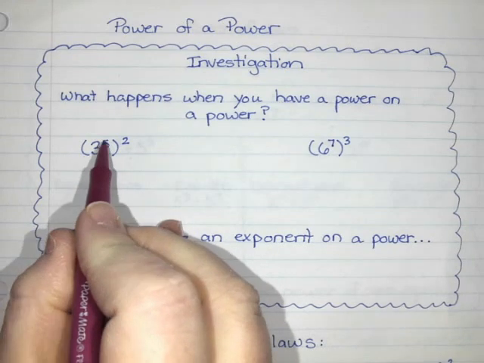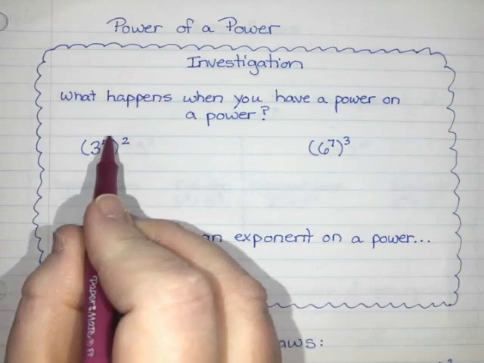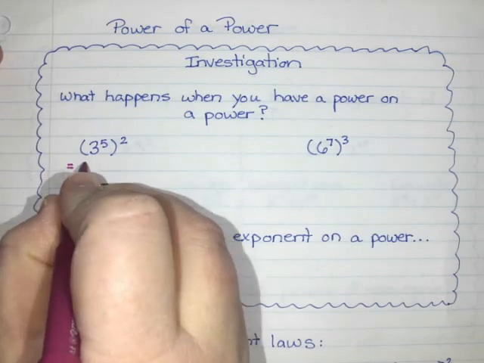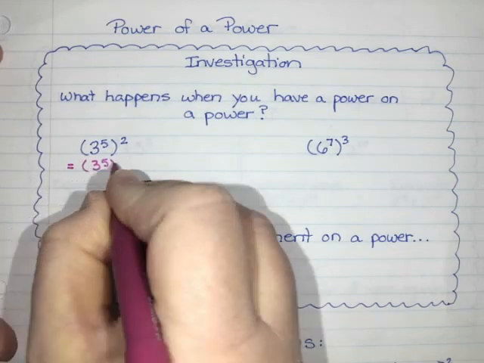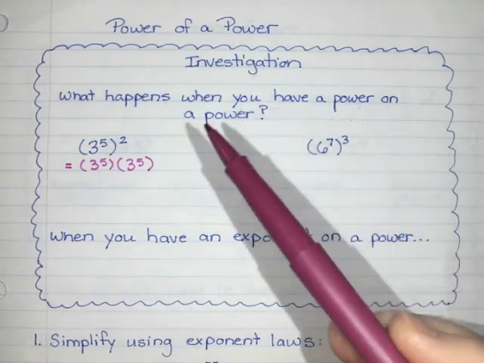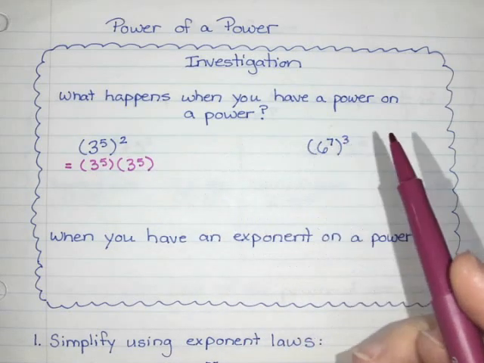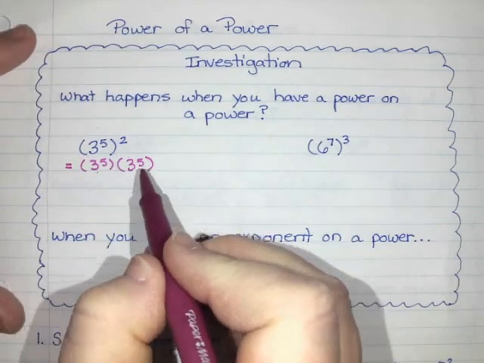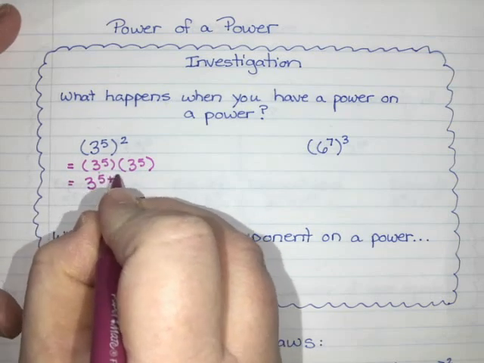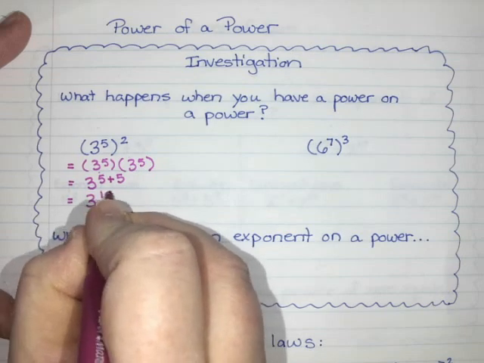So I have 3 to the power of 5 to the power of 2. So I'm going to think about what that means. 3 to the power of 5 to the power of 2 means I have two 3 to the power of 5s being multiplied together. Now we learned that when you multiply two things together with the same base, you can add their exponents together. So if I have 3 to the 5 times 3 to the 5, that's going to give me 3 to the power of 5 plus 5 if I add those exponents together, which is 3 to the power of 10.